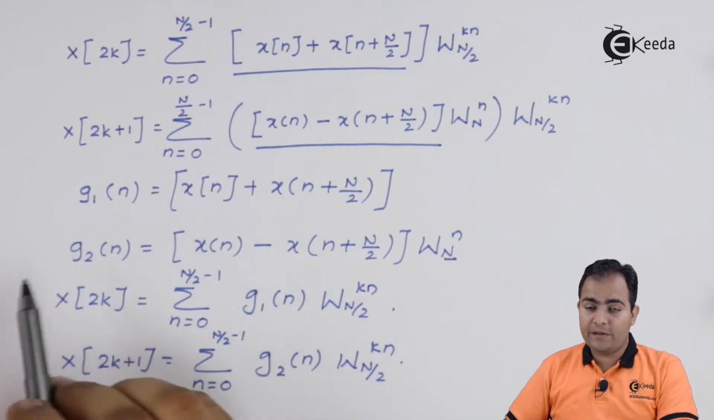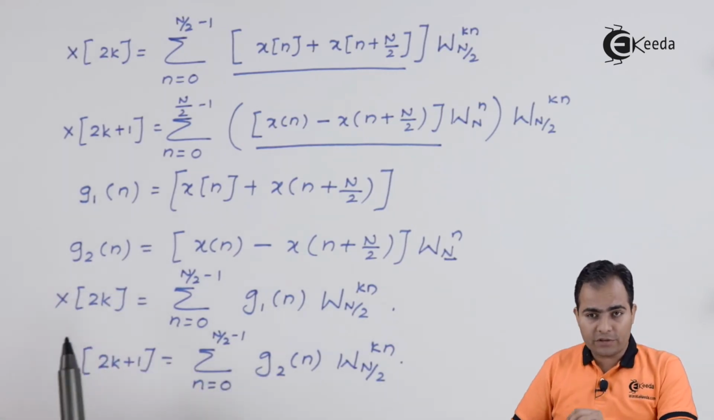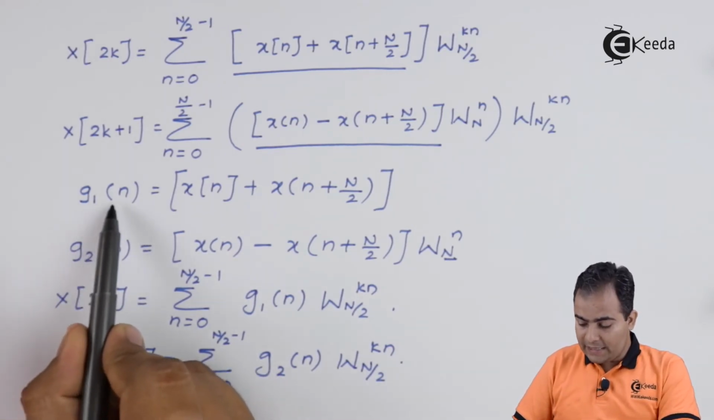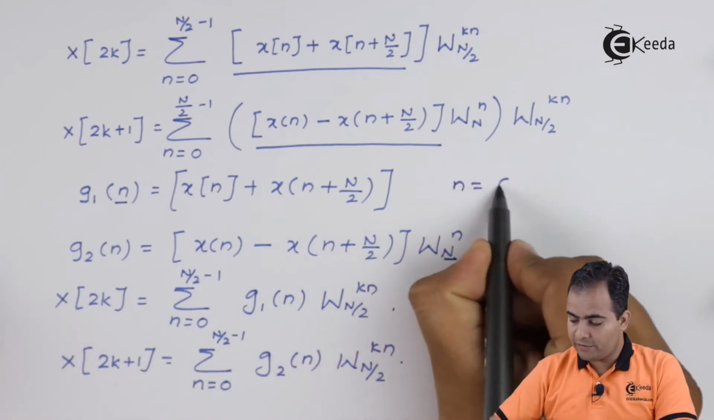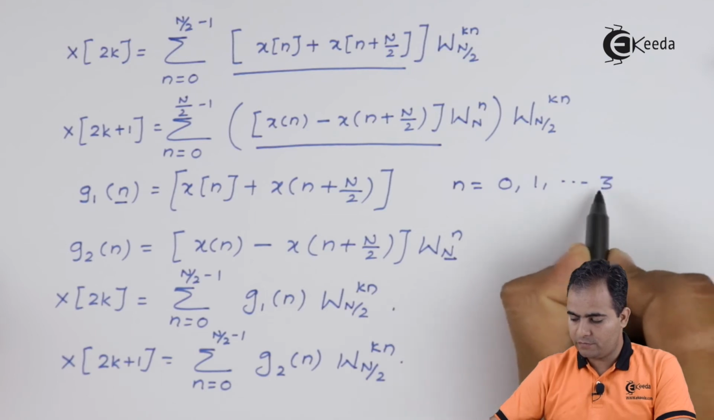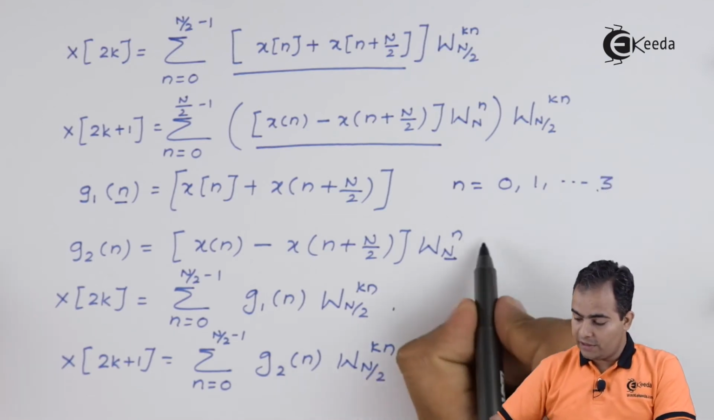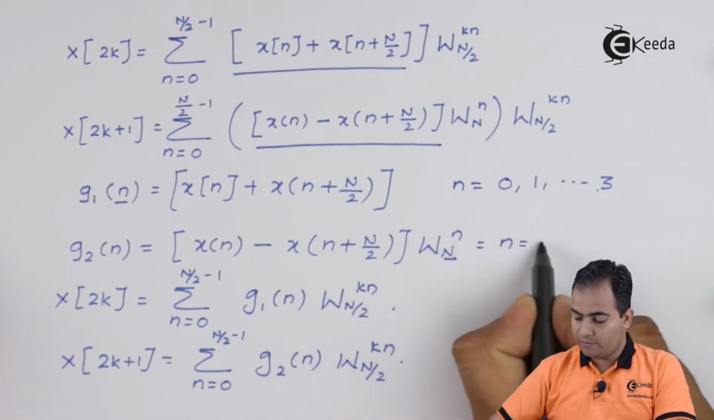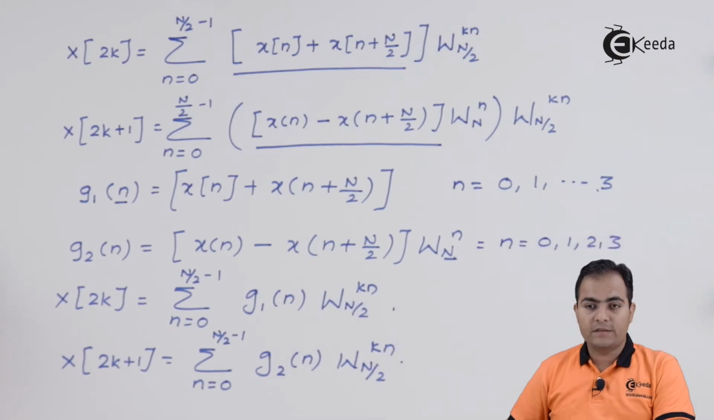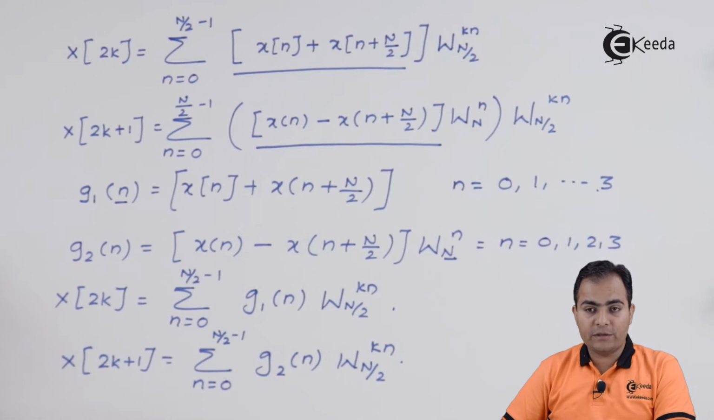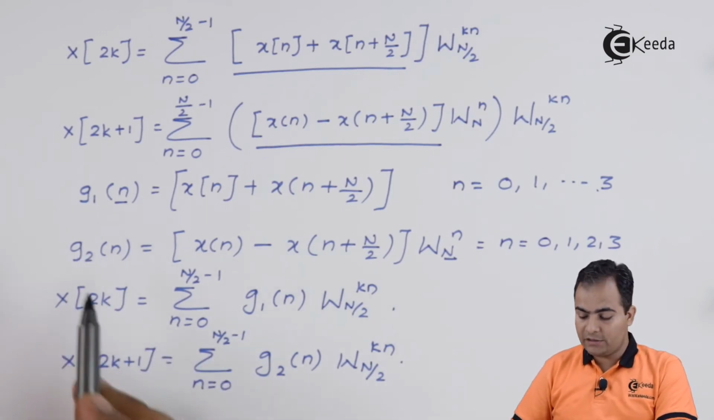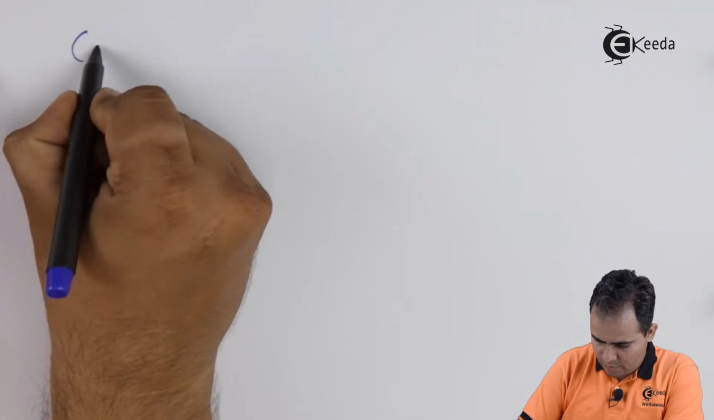In 8-point DFT, we have 4 even samples and 4 odd samples. So this n value I'm going to substitute, and the value will start from 0 to 3. Here also I'm going to substitute my n values from 0 to 3. So if I substitute my 0 to 3 values in these two equations, then what will be the result of g1 and g2 of n? Let's see.